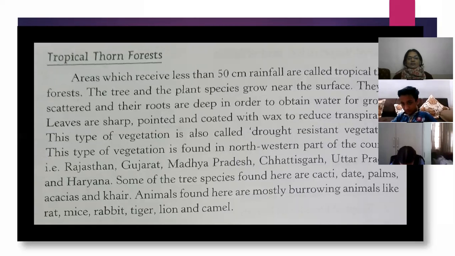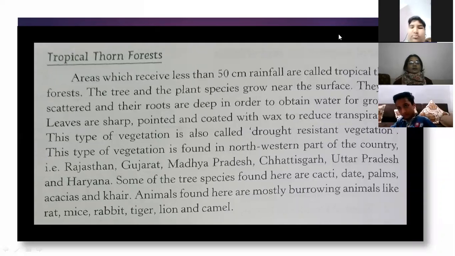Tropical thorn forest. Such type of forests are found in the areas which receive less rainfall. Clear, students? Less than 50 centimeter. The areas which receive less than 50 centimeter rainfall are called tropical thorn forest. The tree and plant species grow near the surface. They are scattered and the roots are deep in order to obtain water from the ground.